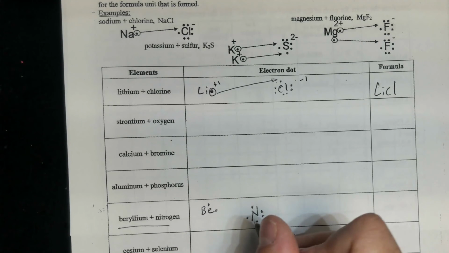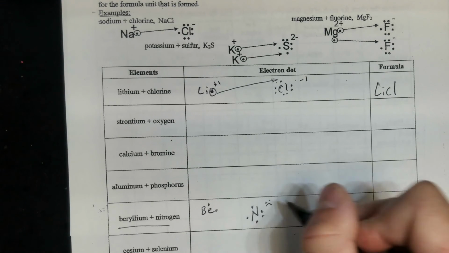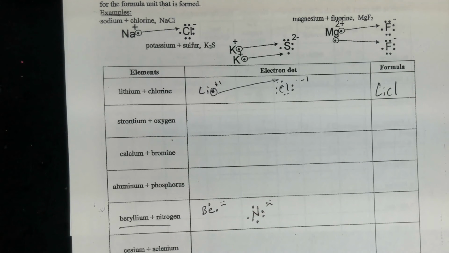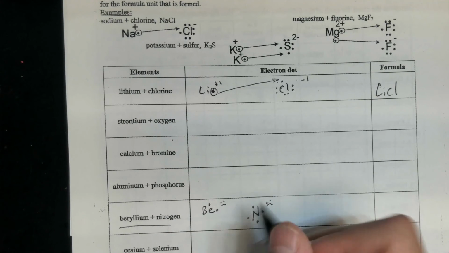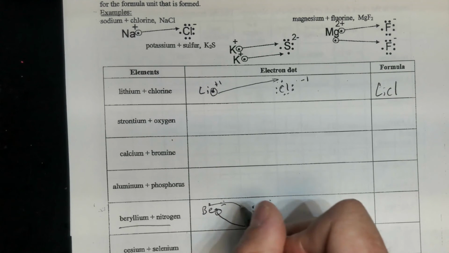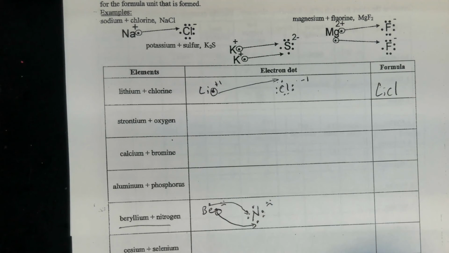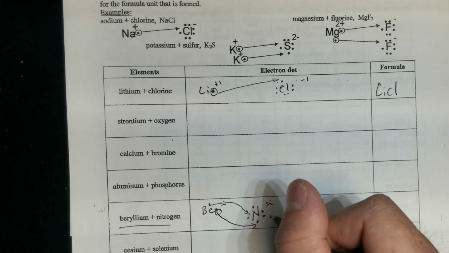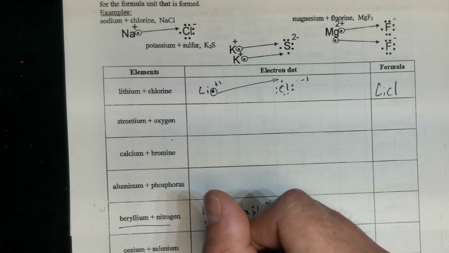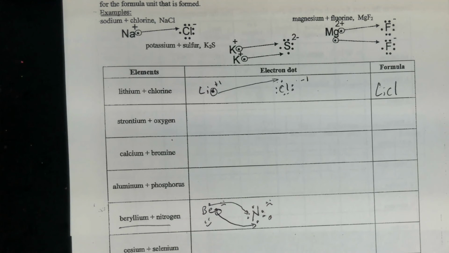So this wants to get to 8, so it's not happy. This one wants to get to 8. They're both not happy. So this nitrogen is going to say, hey, beryllium, why don't you give me some of your valence electron? It's going to be like, okay. So it's going to go there. This one's going to go here, right? So now this nitrogen is still unhappy, but this beryllium is elated because he has 8 now because he just lost his 2 that he had.